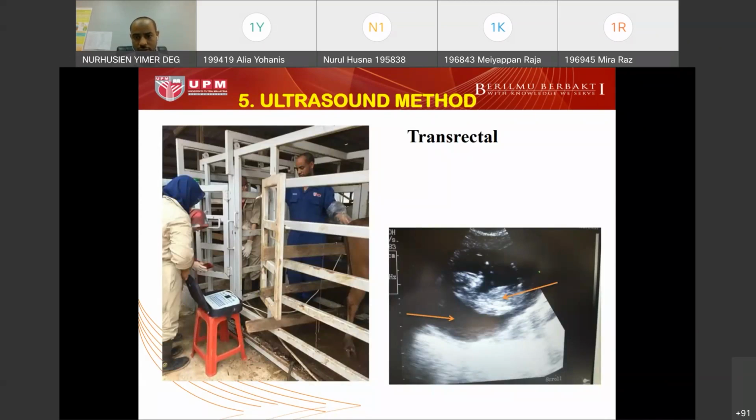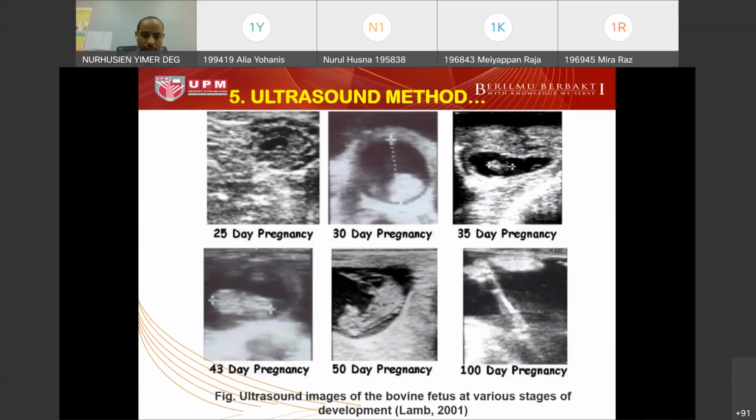All right, so this is just an example of how you can perform transrectal ultrasound scanning for cattle. And this is an example of different stages of pregnancy in cattle. Like day 25, you can see a dark amniotic fluid content inside with a very small embryonic vesicle. You can see the amniotic vesicle over here, showing a hyperechoic structure, which represents the embryo proper, surrounded by the amniotic fluid.